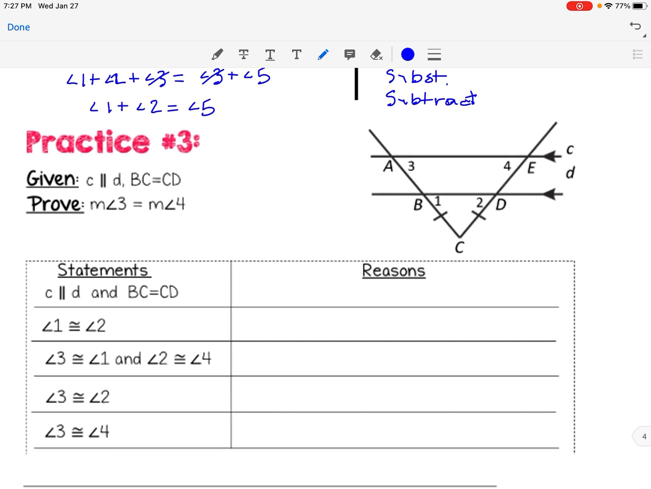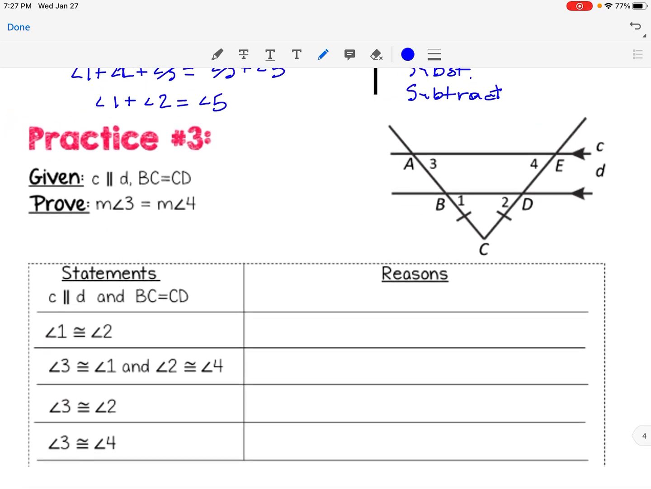Okay, practice 3. On this one, we're given a few things. We have parallel lines here, and we also know that BC equals CD, those two segments, and that's all marked on our chart. So they've written down the first step. That is our given, always our first reason. And then we know angle 1 is congruent to angle 2. How do we know that those two are congruent? That is because they are part of an isosceles triangle.